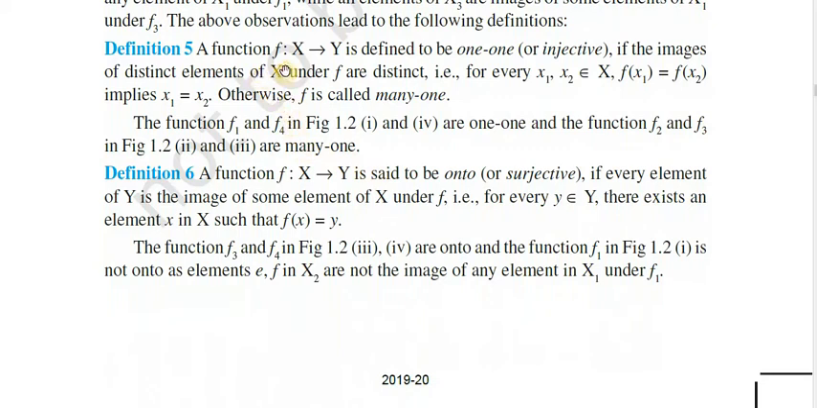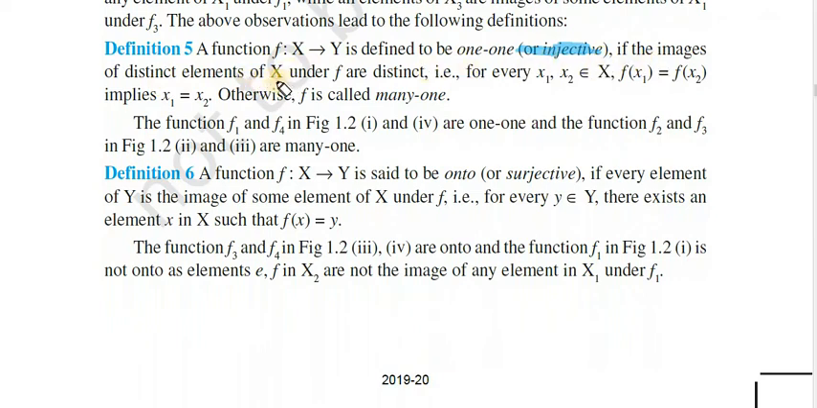The first function is what? A function f from x to y is defined to be a 1-1 function, or injective. It is called injective too. Okay, it can be 1-1 or injective.